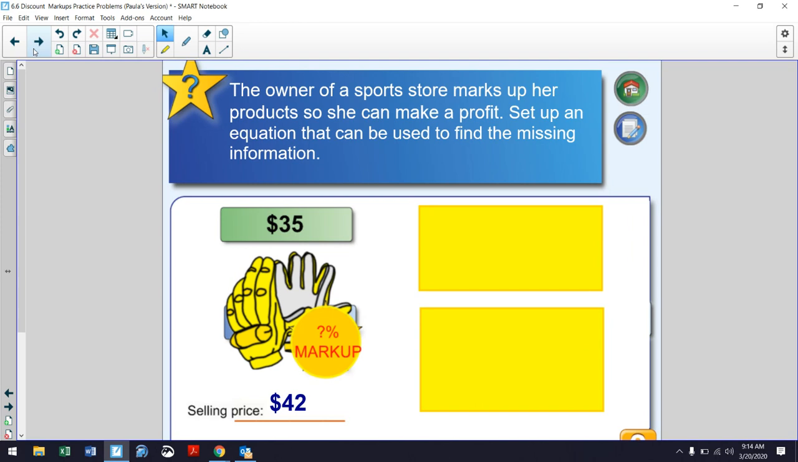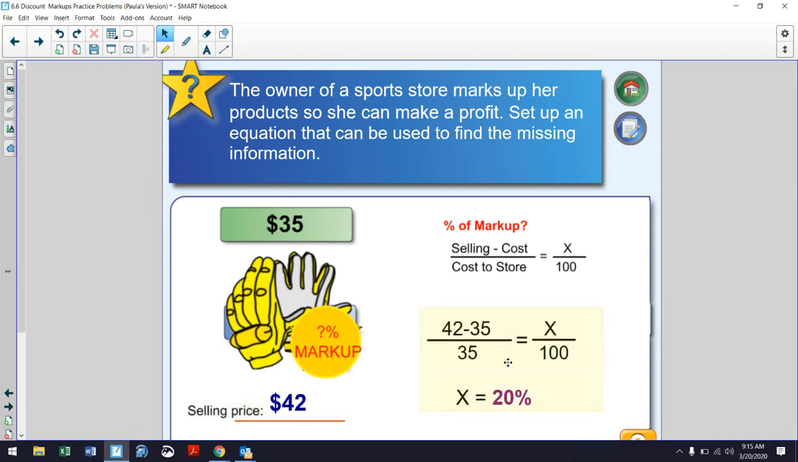The last one we're going to do together looks like gloves for hockey, maybe a goalie, something like that. She buys them for $35 and she sells them for $42. What is the percent of markup? So looking at your formula sheet, hopefully you see this as the equation setup we're going to use to find the percent of markup. We are going to plug in everything we know.